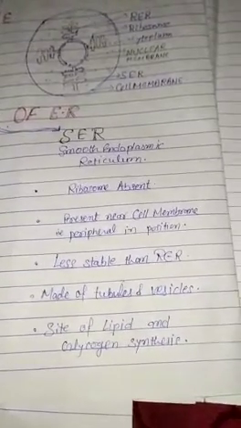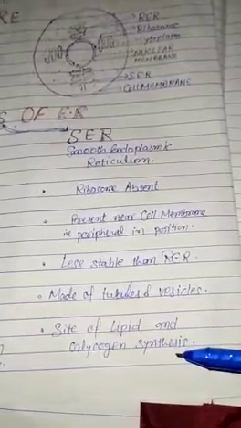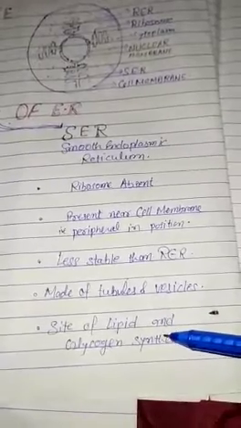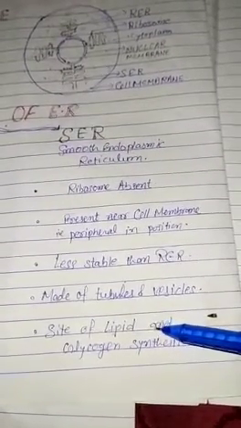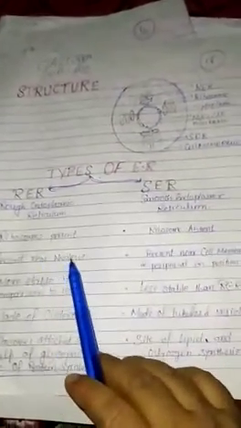And what is the function of smooth endoplasmic reticulum? It is the site of lipid and glycogen synthesis. Okay, smooth endoplasmic reticulum forms lipids. So that's the difference between smooth endoplasmic reticulum and rough endoplasmic reticulum.